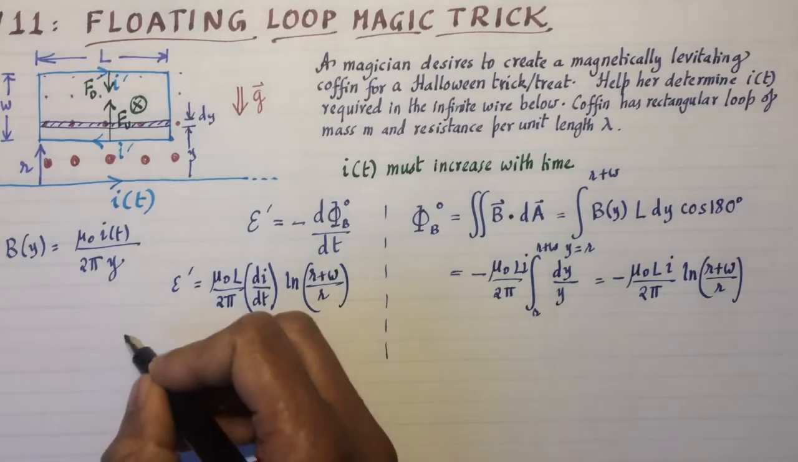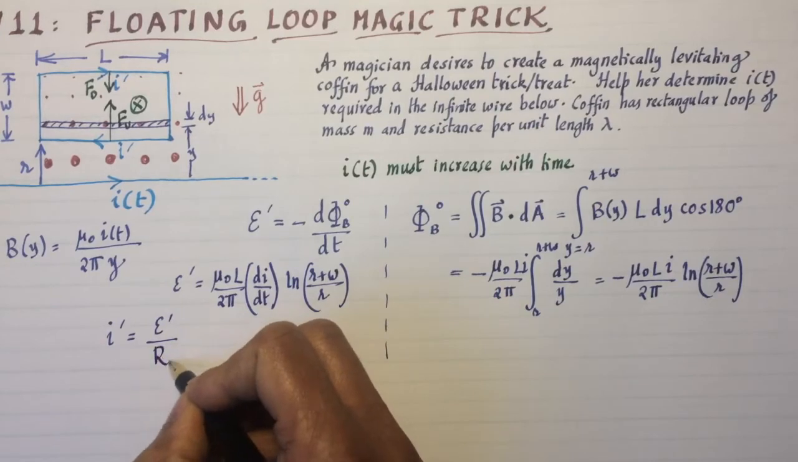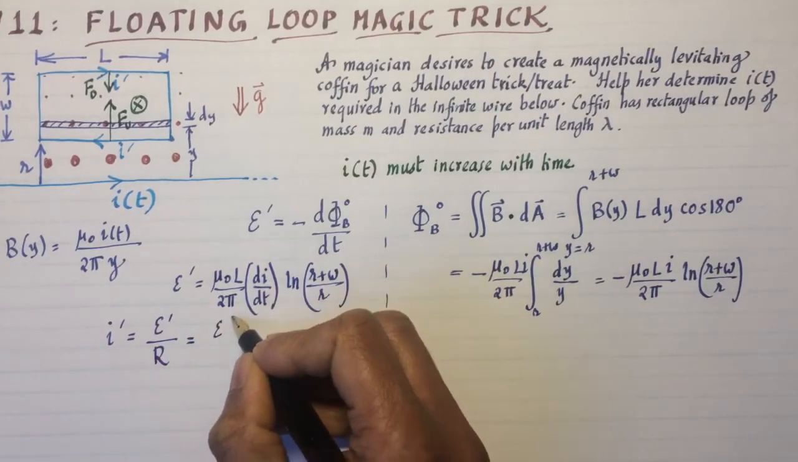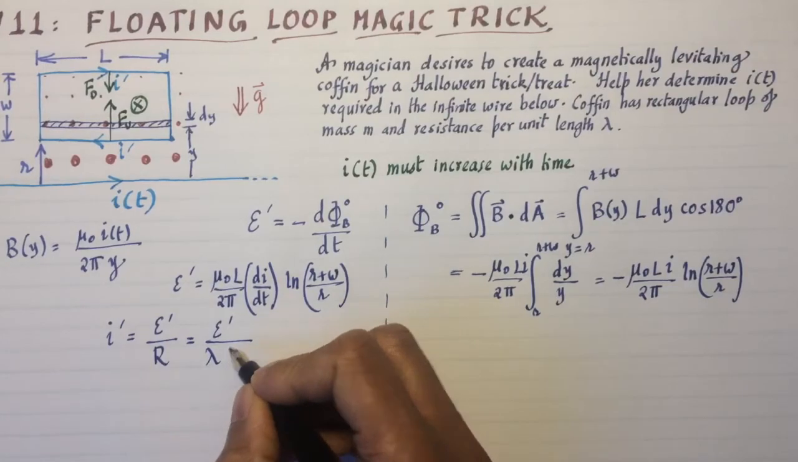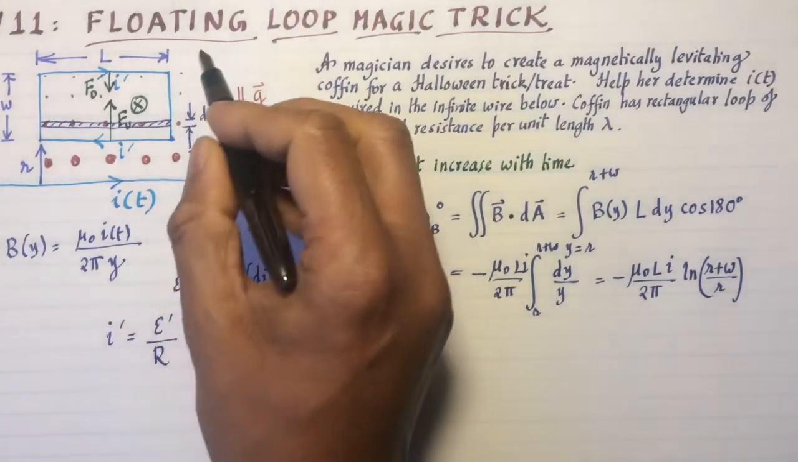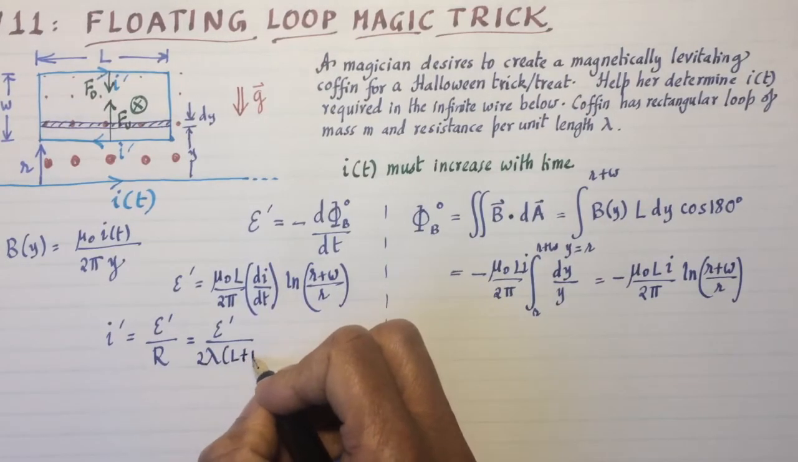Okay, the induced current next is the induced EMF divided by the resistance of the loop, and the resistance of the loop is none other than the resistance per unit length times the total length of the loop. The total length of the loop is the circumference, which is 2L plus 2W, so that's 2 times L plus W.